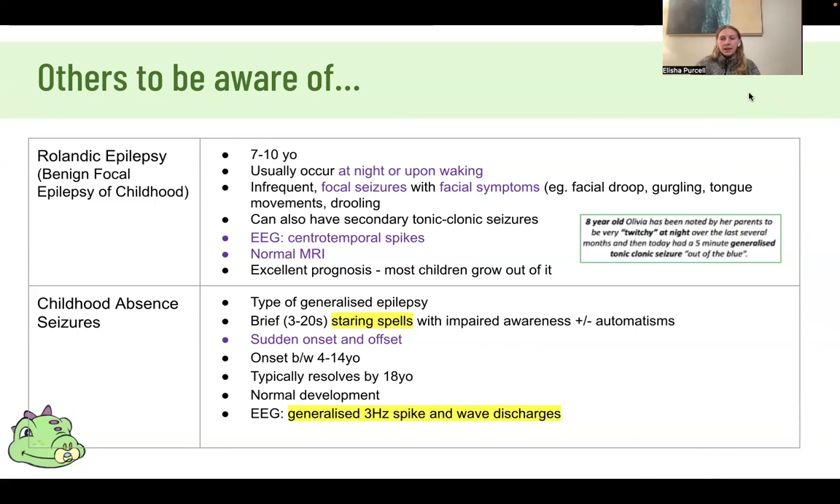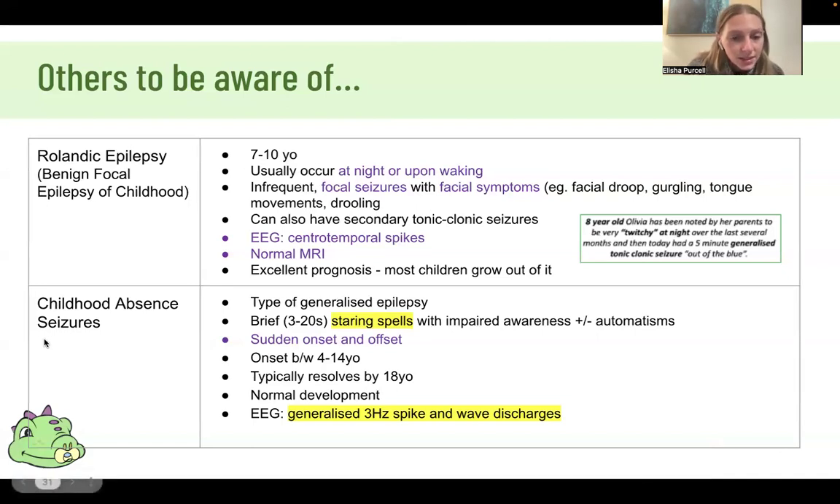So the first one is Rolandic epilepsy, aka benign focal epilepsy of childhood. Age bracket 7 to 10. I've just put a little stem here about how they present, but the big buzzword is it occurs at nighttime or upon waking, and then they get focal seizures. So just facial symptoms, or they get tongue movements or drooling. On EEG, buzzwords centrotemporal spikes and normal MRI. They're your buzzwords for your Rolandic epilepsy.